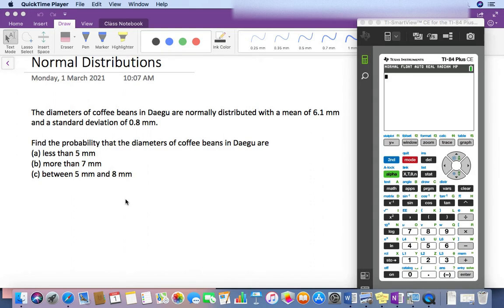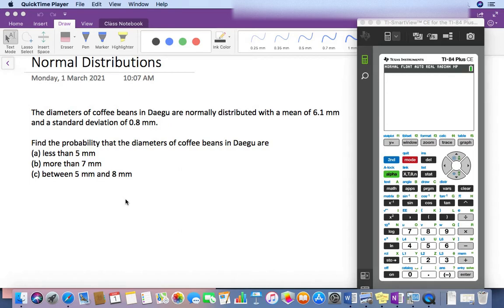Hi there. So for today, we're going to talk about the NormalCDF functionality in your calculator, and that is going to be used when we have problems involving normal distributions. So I have here an example.